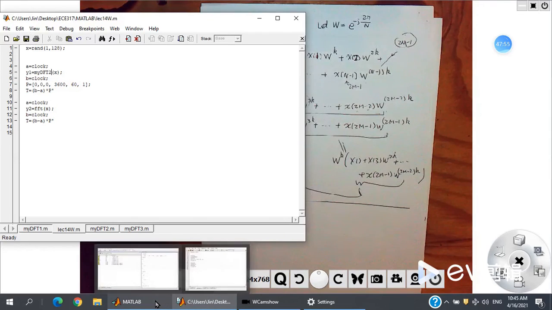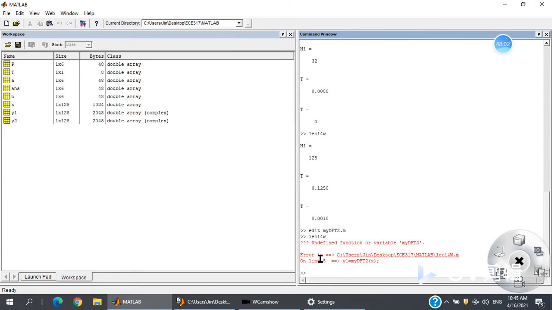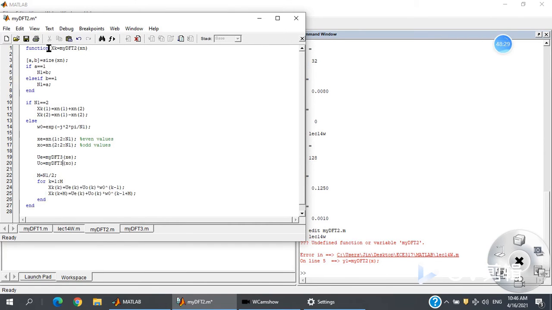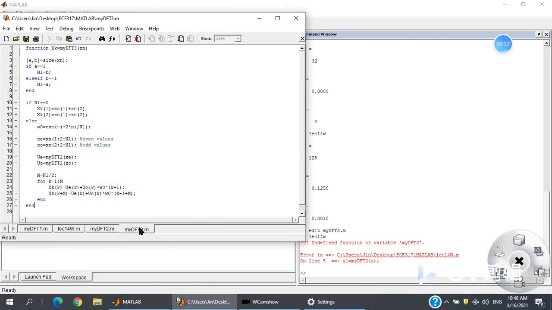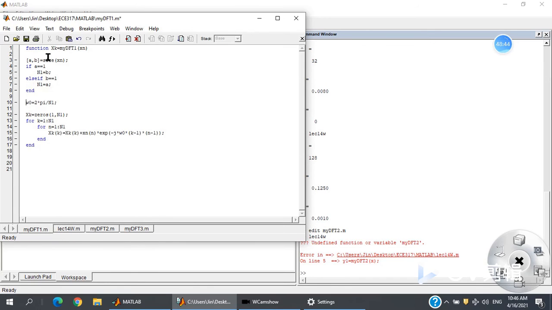Try whether it works. Alright. Run it. Undefined function, my DFT2 in line 5. Oh, I didn't save it. This one, save. Save. This one actually needs save.